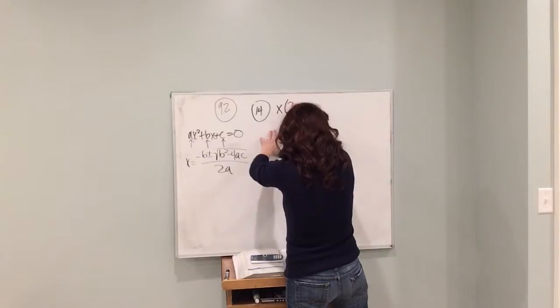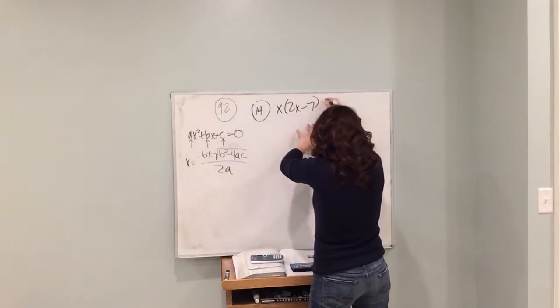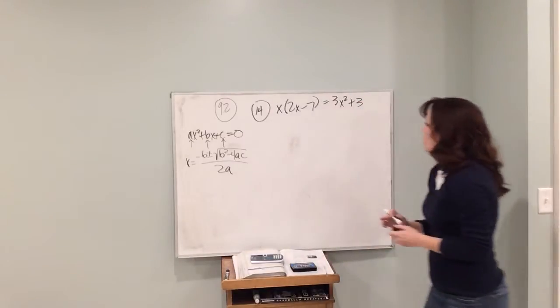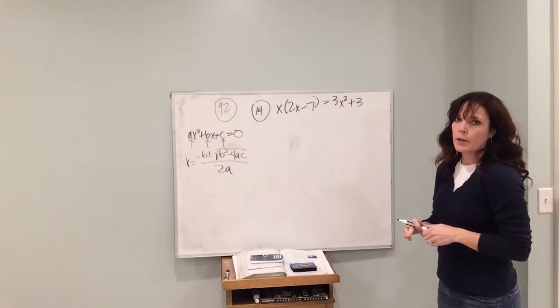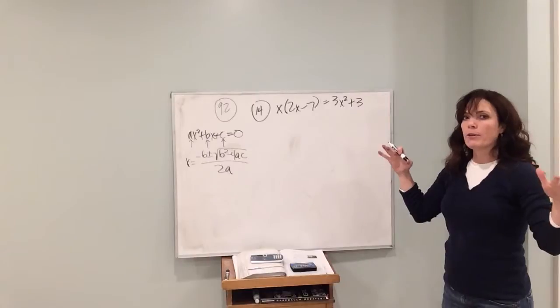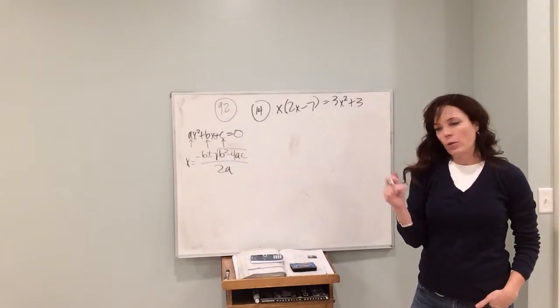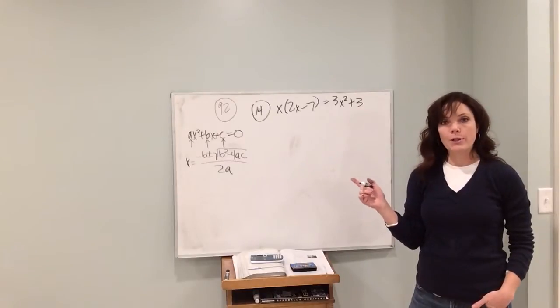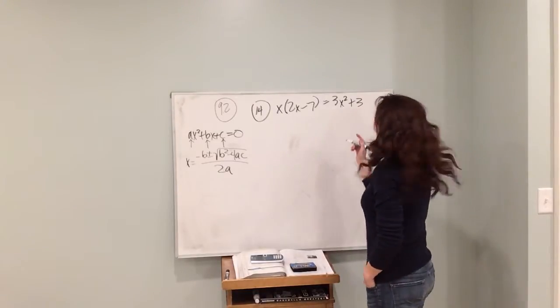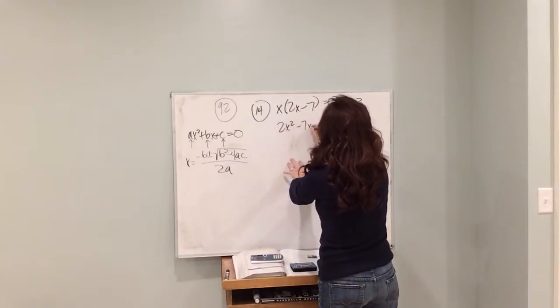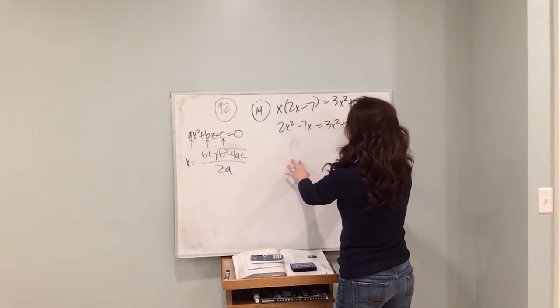14 says x(2x minus 7) equals 3x squared plus 3. Okay, so this is useless again, the way that it's written. So we need to multiply everything out and set it equal to 0. Whether we're solving by the quadratic formula or with factoring, in either case, we set it equal to 0. So let's multiply through here. We have 2x squared minus 7x equals 3x squared plus 3.